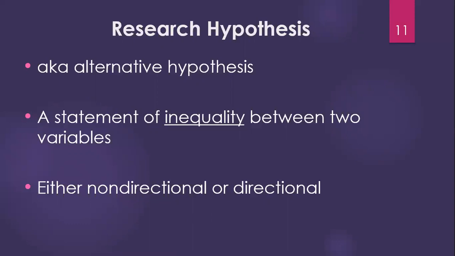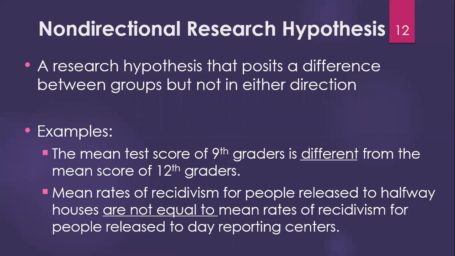So there's always, for any research statement, any question, a null hypothesis and an alternative hypothesis. For the alternative hypothesis, there's actually two choices. It can be either what's called non-directional or directional. So always two types of hypotheses, null and alternative. Within alternative hypotheses, there's two types of alternative, non-directional and directional. So I'll talk about the non-directional research or alternative hypothesis first.